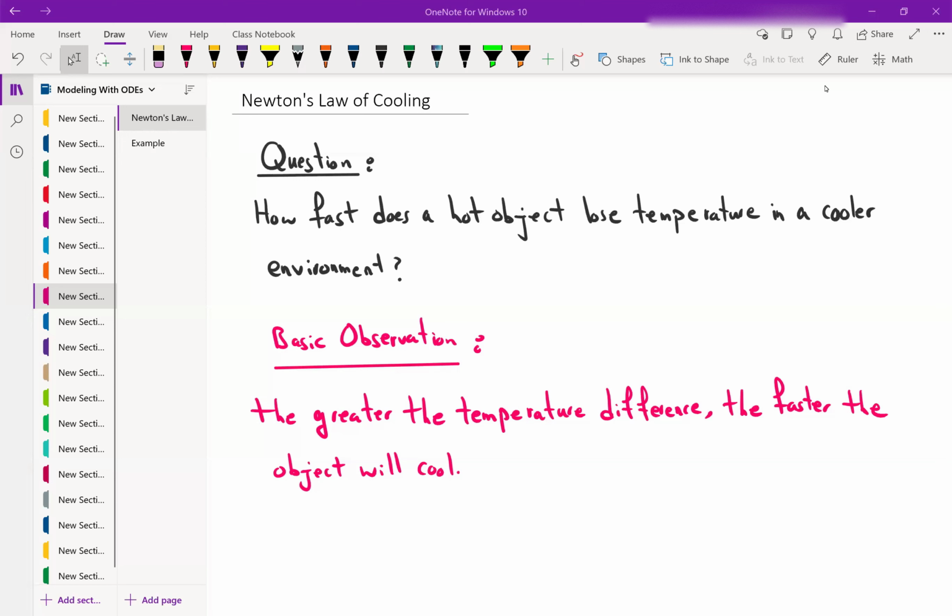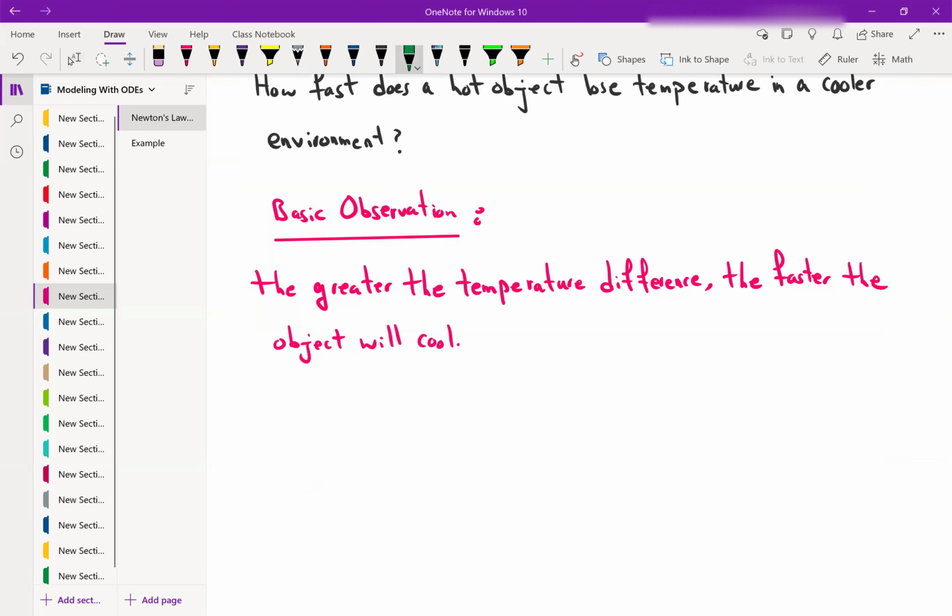And the basic observation is that the greater the temperature difference, the faster the object will cool. For instance, if we put a boiling pot of soup in the freezer, it will cool down much faster than if we simply leave the pot on the counter, right? So to be more precise, suppose we have a hot object like a coffee mug. This is our hot object. Think of a coffee mug.